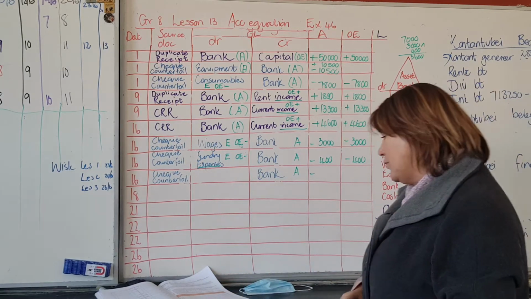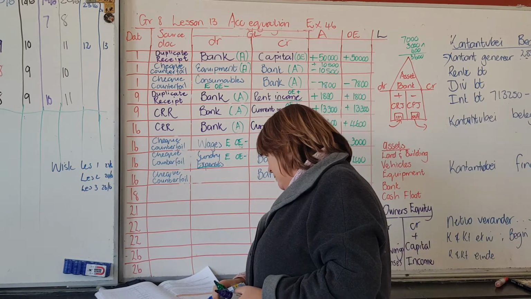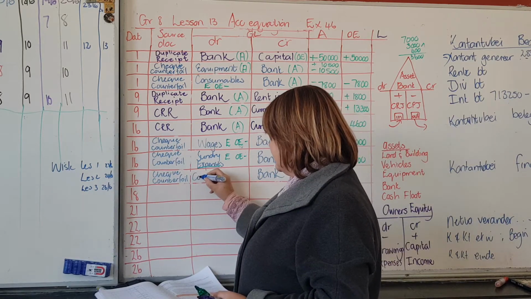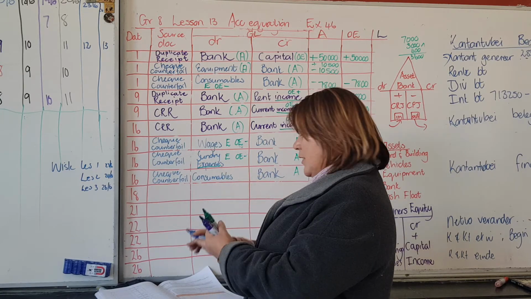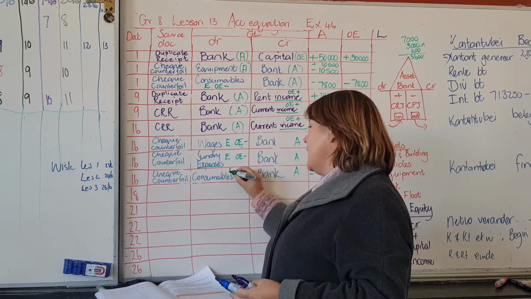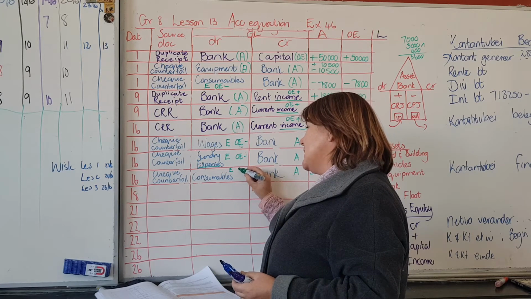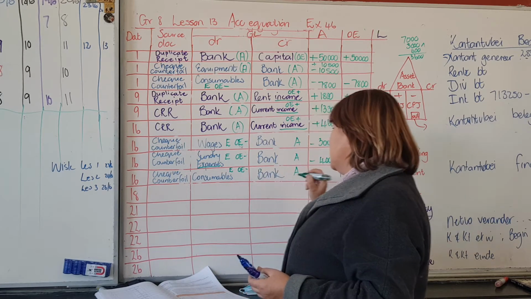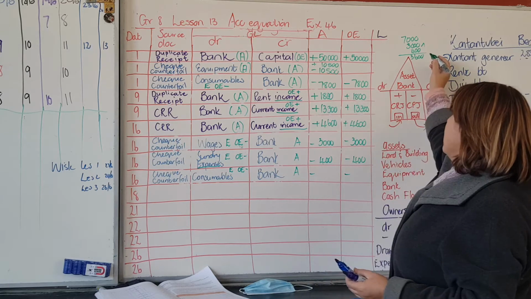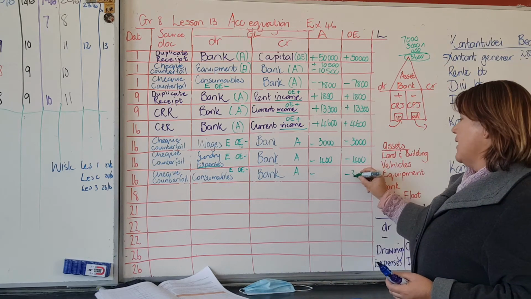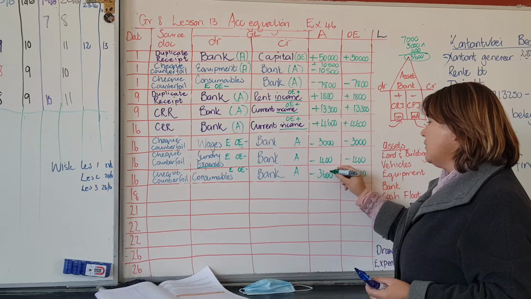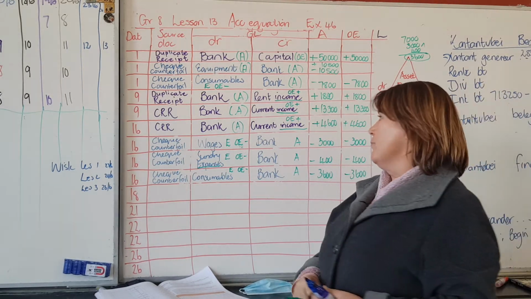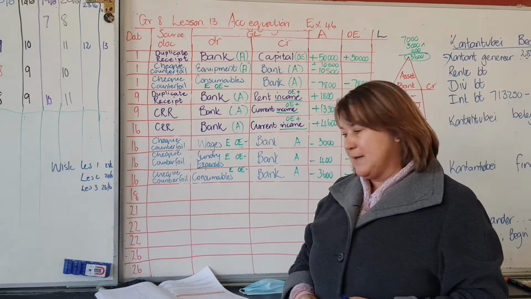And then the last one, on the 16th, you pay consumables. Okay, consumables is an expense, and an expense decreases your owner's equity, and the amount was 3,600 Rand. And your bank decreases, it's an asset because you've taken money out of your bank account.